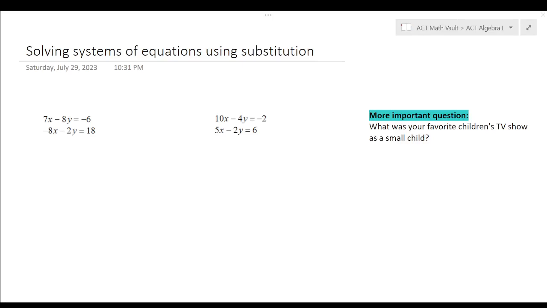Hi everyone, in this video I want to talk about solving systems of equations using substitution.